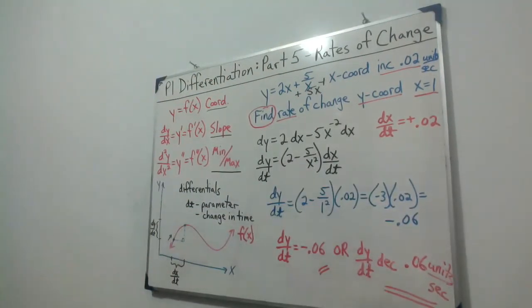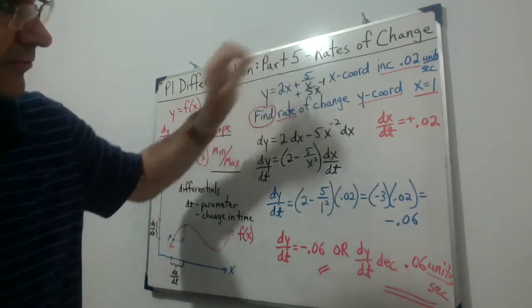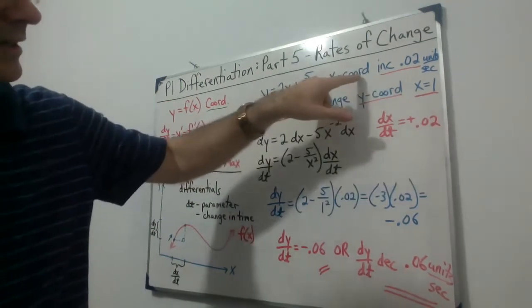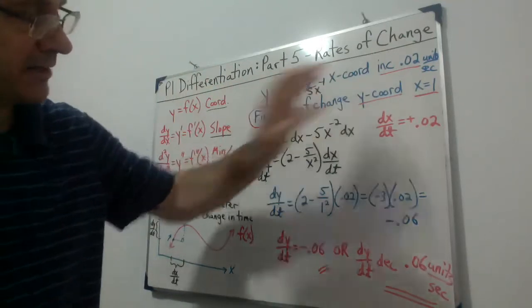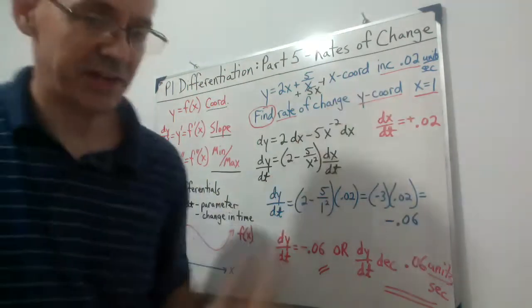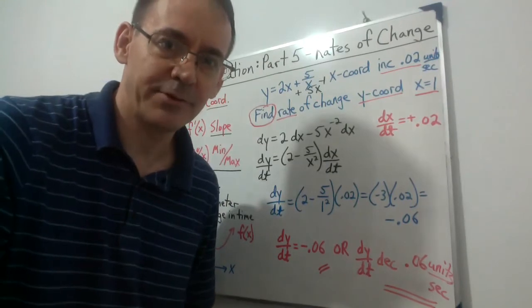So this is our first example. As a particle moves along this curve, the x coordinate at a particular point is changing at this rate, and so we're finding the rate of change of the y-axis change at the same location. Okay, so let's set up another example.